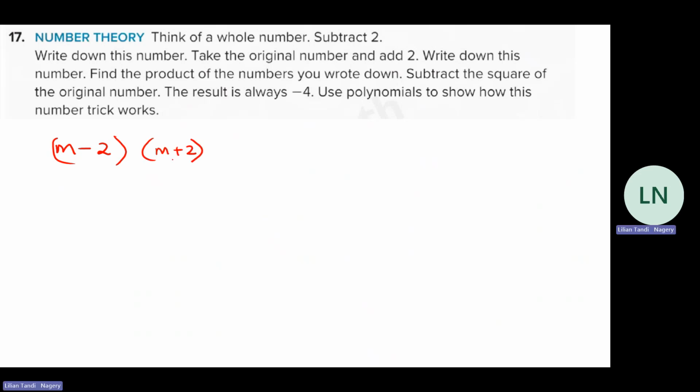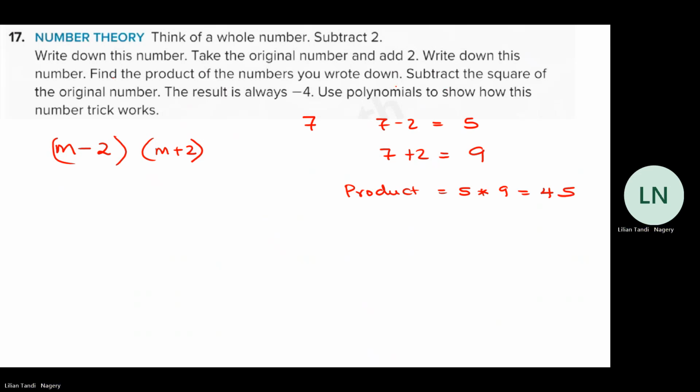Okay. Maybe I'm supposed to do it this way. Maybe I'm supposed to literally take a number. So think of a whole number. Okay. Let my whole number be 7. Subtract 2. Okay. 7 minus 2 is 5. And then take the original number, 7. Add 2, which gives me 9. Okay. Write down this number. Okay. I have written them down. Find the product of the numbers you wrote down. 5 times 9. So product means multiply. So I get 45.